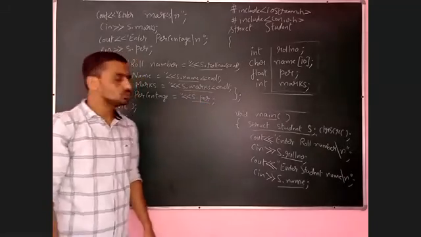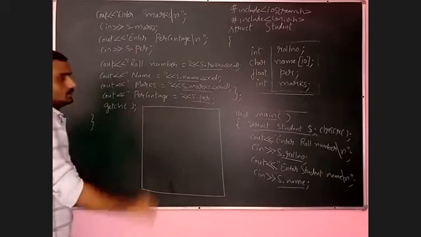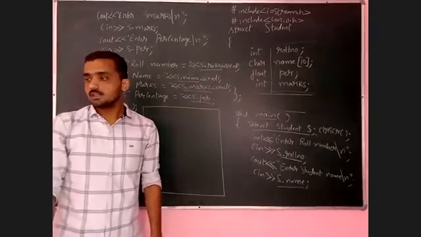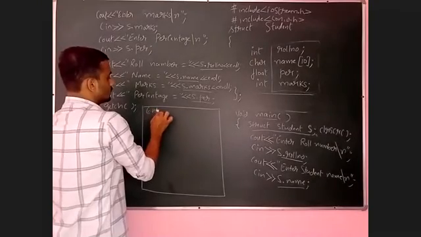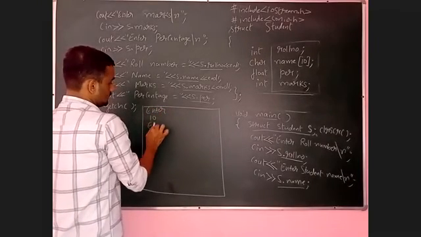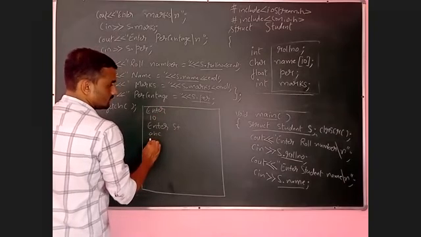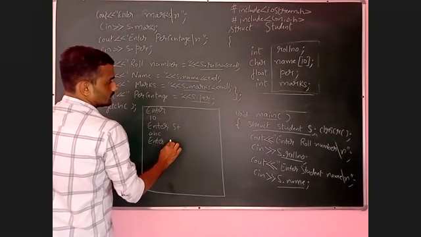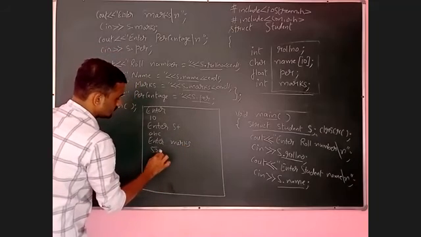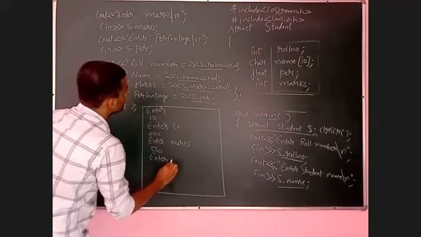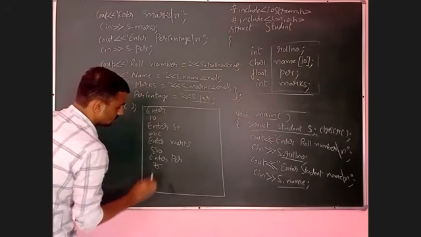So if we consider the output of this program, I hope you people can tell the output. First it will display enter roll number, then you will enter the roll number. It displays enter student name, we can enter the student name. Then it displays enter marks. You can enter the marks, say 500. Then it says enter percentage, for example, 75. Then all values are displayed.